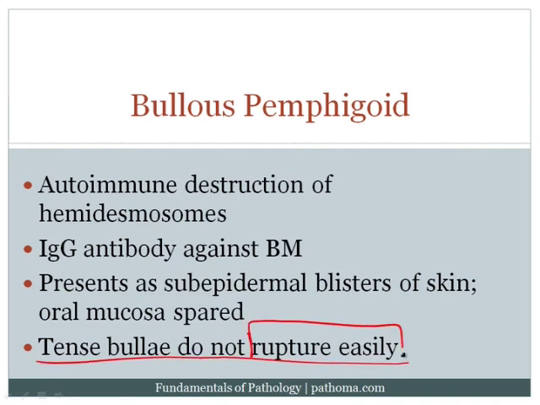Now, why do these blisters not rupture easily? Because the wall is thick. It contains the entire epidermis. And this can be contrasted against pemphigus vulgaris, because remember that in pemphigus vulgaris you had bullae that ruptured easily because the wall was much thinner, and that was because it was only part of the epidermis.